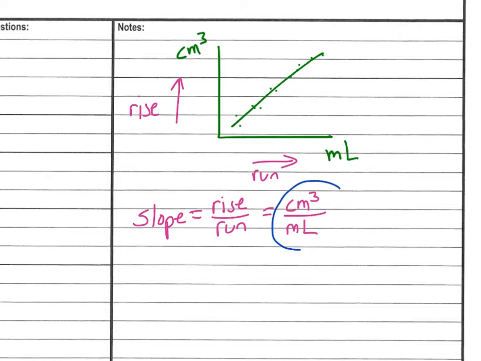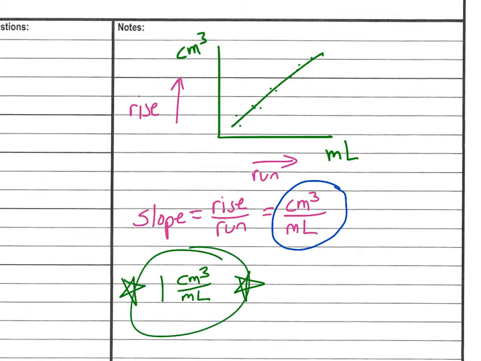So if we think about what this means, centimeters cubed over milliliters, another way to say that line in the middle is per, centimeters cubed per milliliters. So what the slope is telling us is how many centimeters cubed are in a milliliter. Now if you were very careful, you probably found that your slope was pretty much 1 centimeter cubed per milliliter. That is very important information right there, so I'm going to put some little stars by it and circle it. Yeah, that's super important right there.